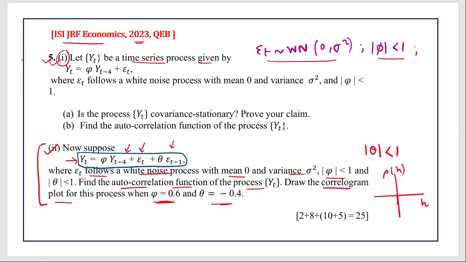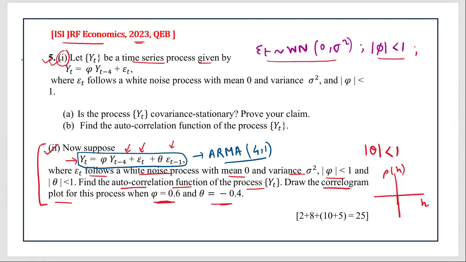So please pause the video and think what kind of process this is. It is an ARMA process. And what is the order of that? The order is 4, 1. The maximum lag value for the AR part is 4 and the maximum lag value for the MA part is 1. So it is an ARMA(4,1) process.